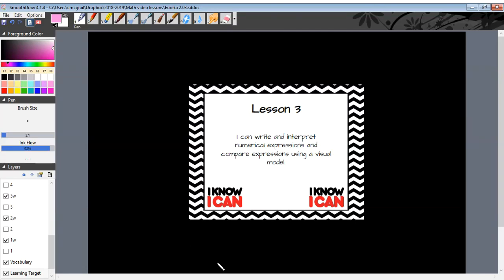Eureka, Module 2, Lesson 3. Let's get started. I can write and interpret numerical expressions and compare expressions using a visual model.